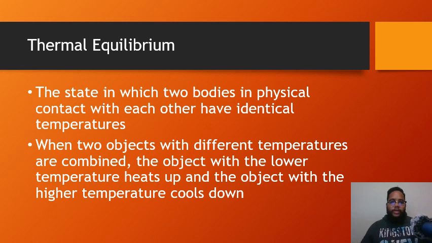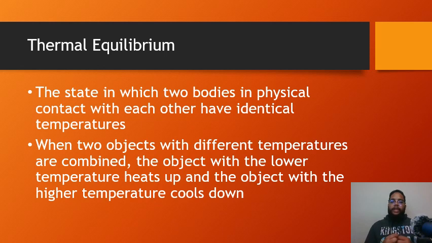Thermal equilibrium is the state in which two bodies in physical contact with each other have identical temperatures. So basically, if you have two objects with different temperatures and you put them beside each other, the object with the lower temperature is going to heat up and the object with the higher temperature is going to cool down.